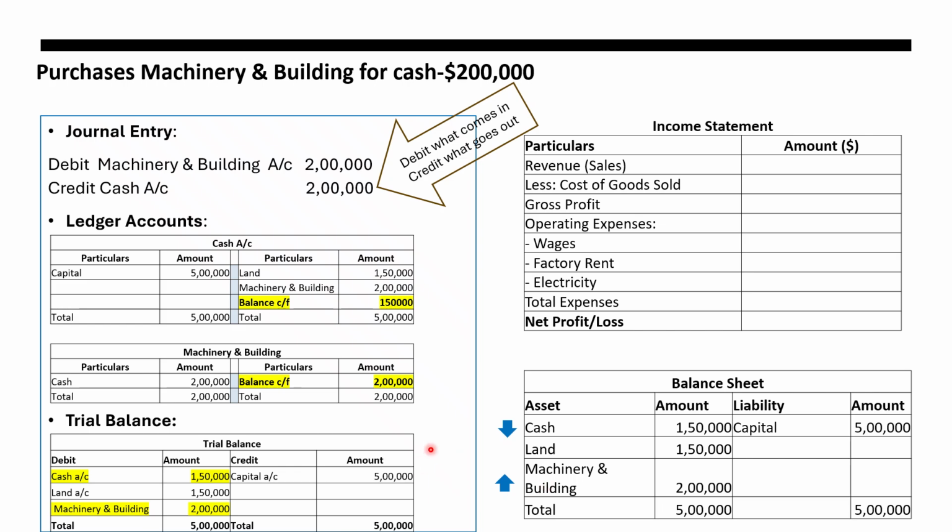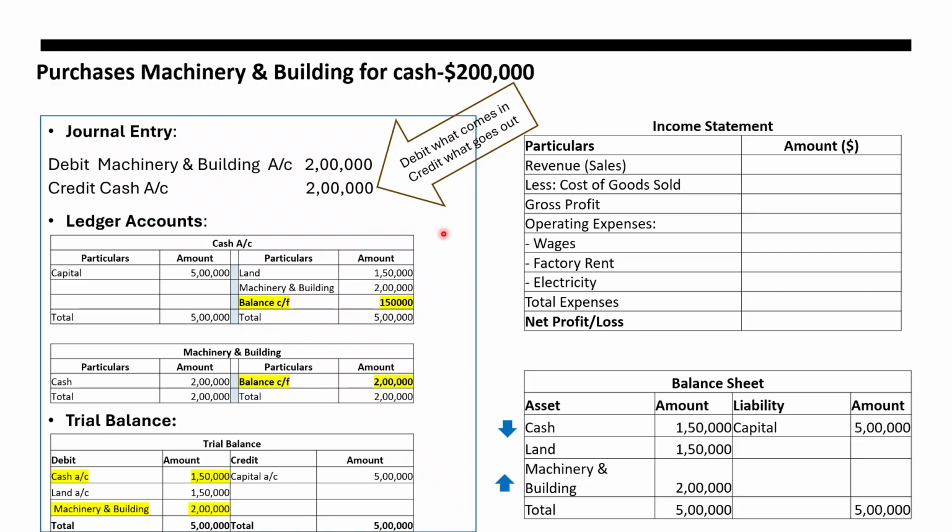We are building the trial balance now. As per the current status of the trial balance, we have a cash balance of 1,50,000, which is the debit balance. Then we have a land account debit balance of 1,50,000, from the previous transaction. Then for the current transaction, we have a machinery and building balance of 2 lakhs. And then on the credit side, the capital account remained untouched, which is 5 lakhs. So the trial balance has tallied, with debit and credit sides totaling 5 lakhs each.